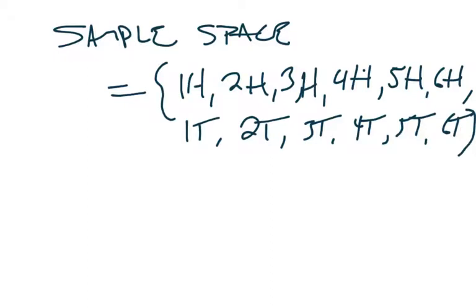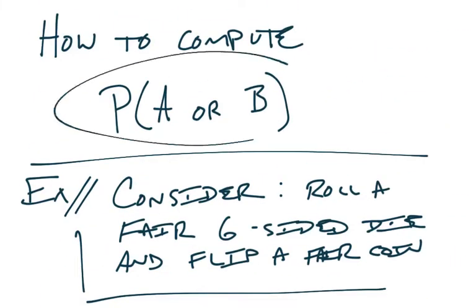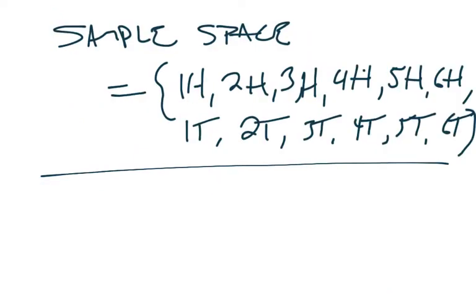All right, so that's our sample space. It contains the 12 events that are possible. Now, we can ask a lot of questions here. I'm going to ask the one that addresses this question I had at the very beginning about how we actually compute the probability of A or B occurring.